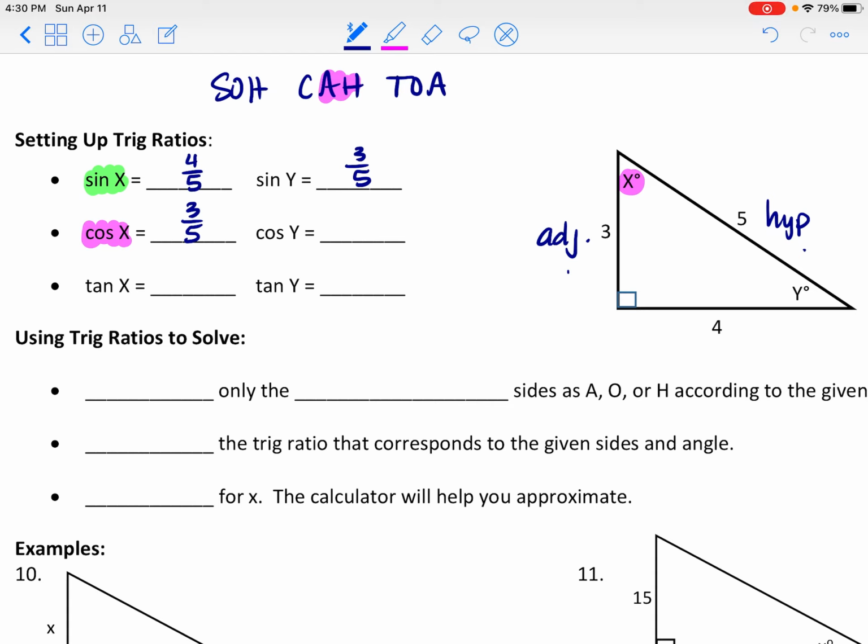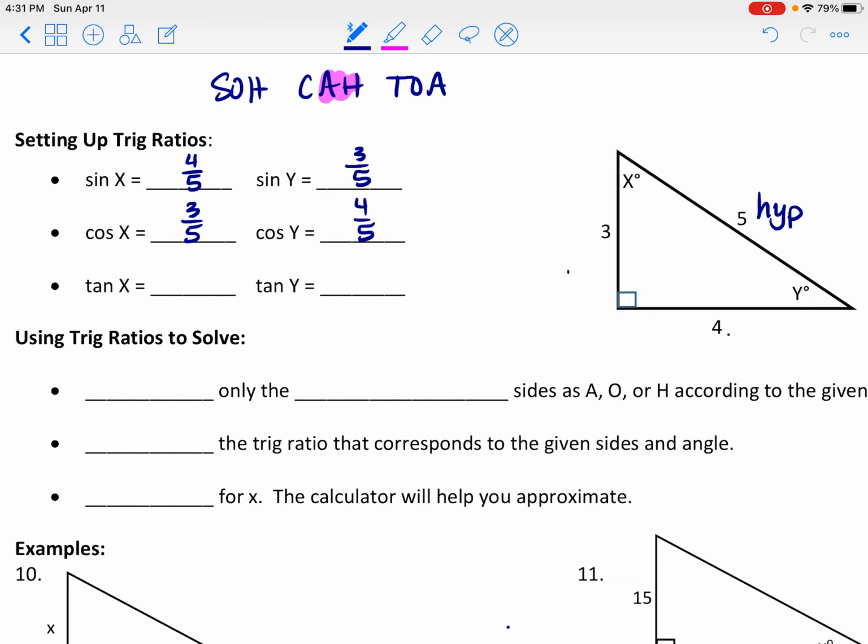Okay, if I wanted the cosine for angle Y, angle Y is here. Well, 3 would be opposite, so I'm going to have to fix this. If I want adjacent to angle Y, that would be side 4, and then the hypotenuse is still 5. So adjacent over hypotenuse for Y would be 4/5. And then lastly, the hypotenuse is not going to move.